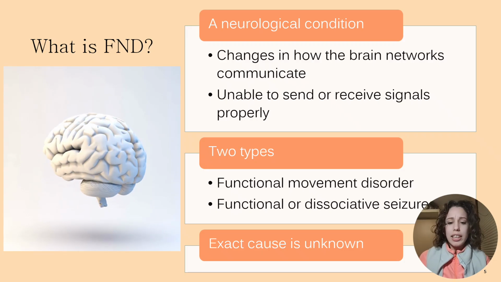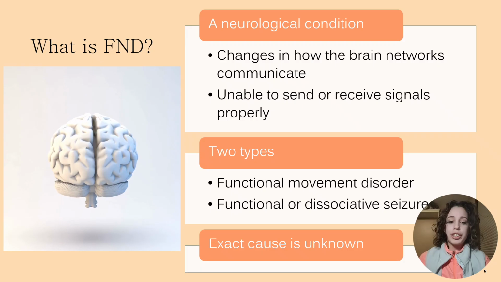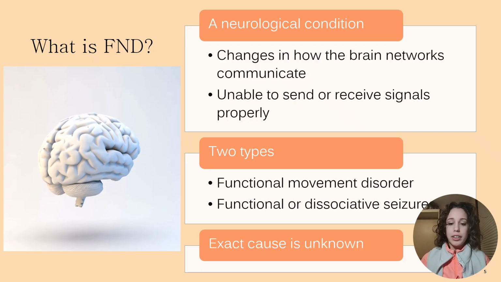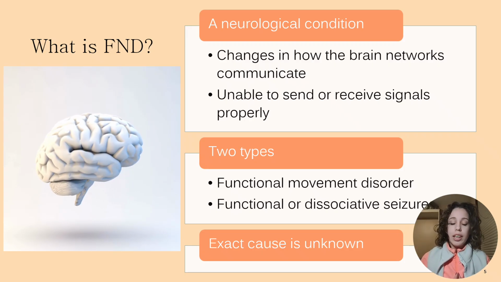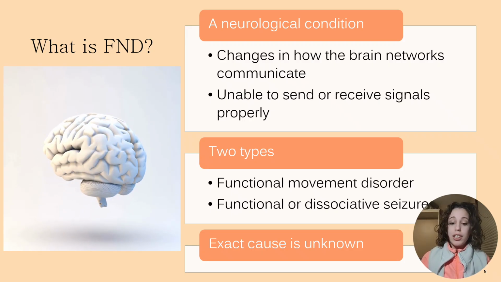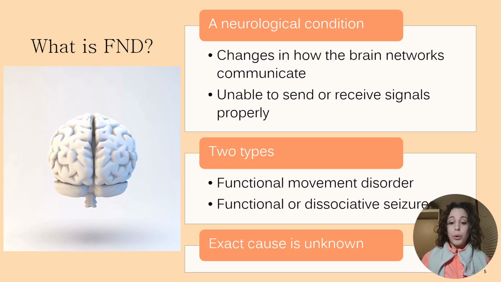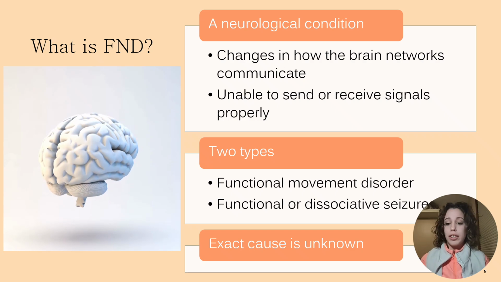Now, what exactly is FND? Well, FND is a neurological condition that changes how the brain networks communicate with each other. It is unable to send or receive signals properly. And there are two types of FND: functional motor movement disorder and functional or dissociative seizures. And the exact cause of this is unknown.